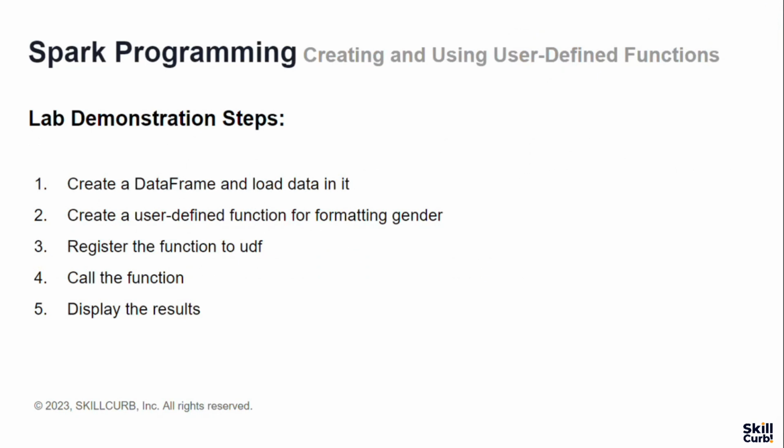In this video, you will learn how to create and use user-defined functions. And for that, we will first create a data frame and load data in it. After that, we will create a user-defined function for formatting the gender. Then we will register the function as a UDF. We will use two approaches, one for SQL expression and the other one for the column object expression. After that, we will call the function for both the cases, and then finally we will display the results.